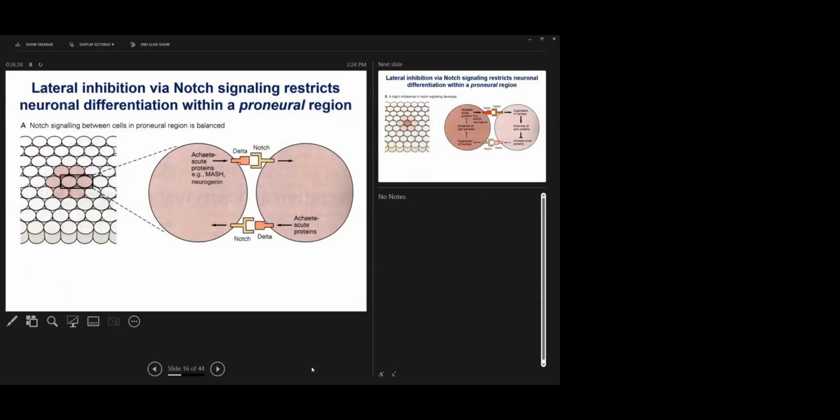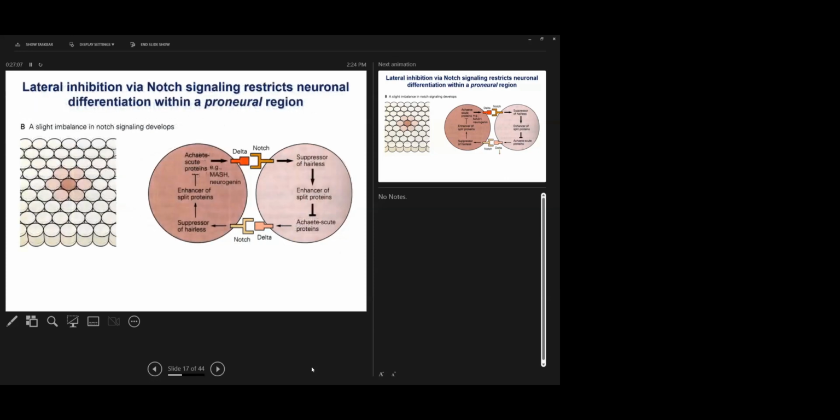So this is how it happens. You have proneural clusters. I'm showing two cells here, we zoomed in. You have this complex called the ASC complex, which expresses these molecules, Mash and Neurogenin, and these molecules further activate Delta, and Delta binds to the Notch of another cell. So one cell communicates to other cells with Notch. Now these cells also express Delta, which can bind to the Notch. So the two cells communicate with each other through the Delta-Notch signaling pathway.